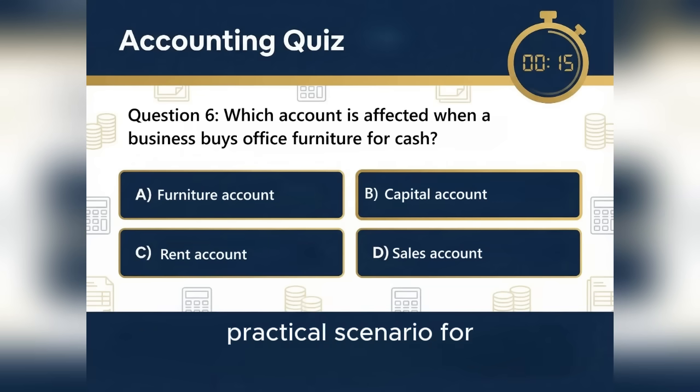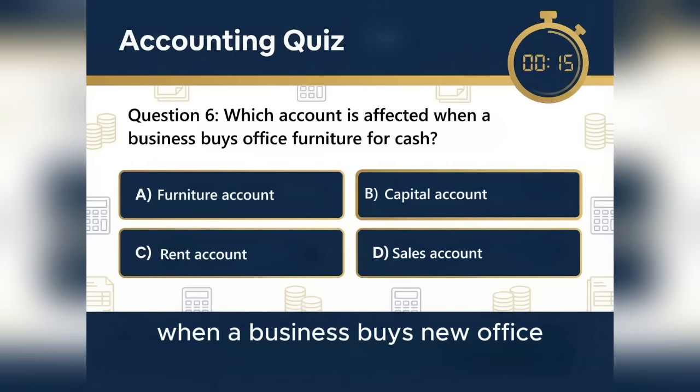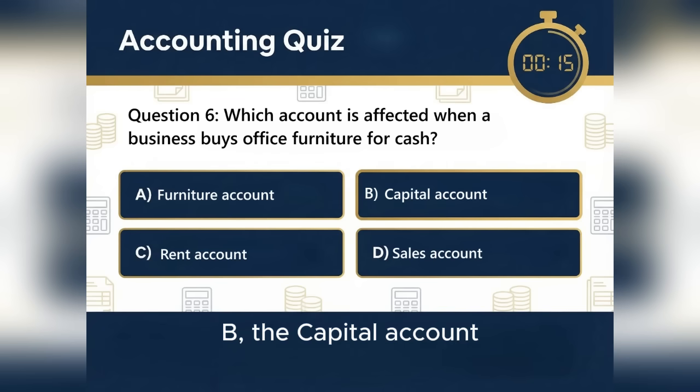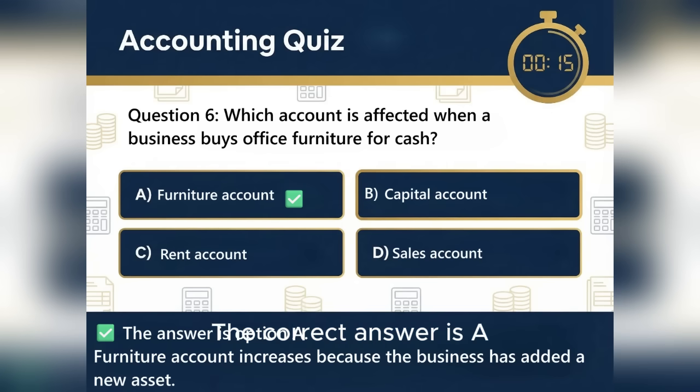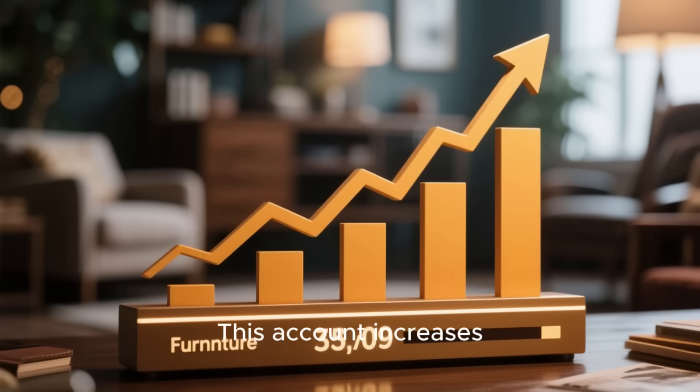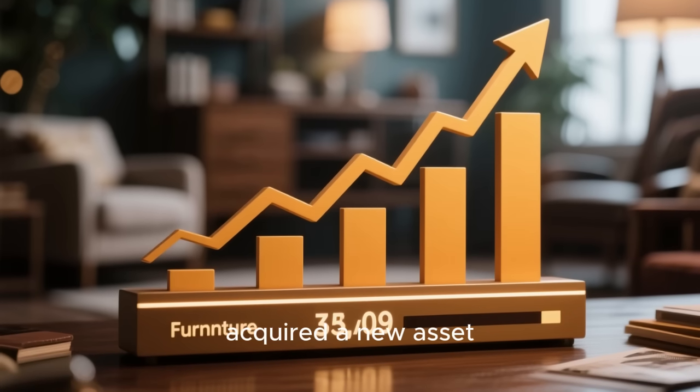Let us look at a practical scenario for question 6. Which account is affected when a business buys new office furniture using cash? Is it A, the furniture account, B, the capital account, C, the rent account, or D, the sales account? What's your pick? The correct answer is A, the furniture account. This account increases because the business has acquired a new asset.